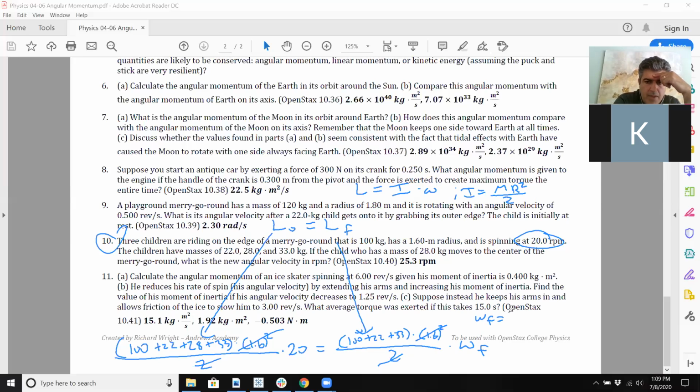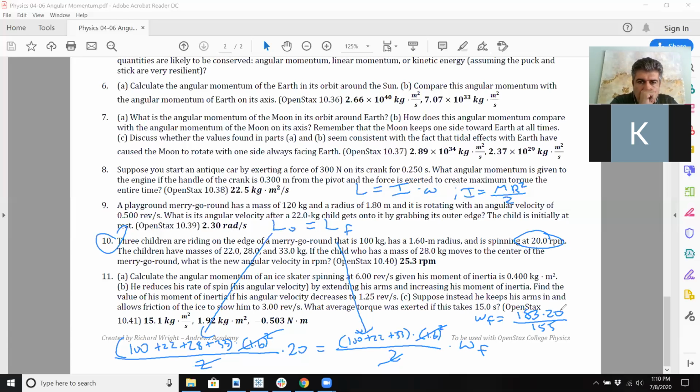So if we do that carefully, the initial combined mass was 100 plus 22 plus 28 plus 33. So 183 times 20 over the final mass, 100 plus 22 plus 33, which is 155. So 183 times 20, divided by 155. And I don't get that. So something's a little off here.